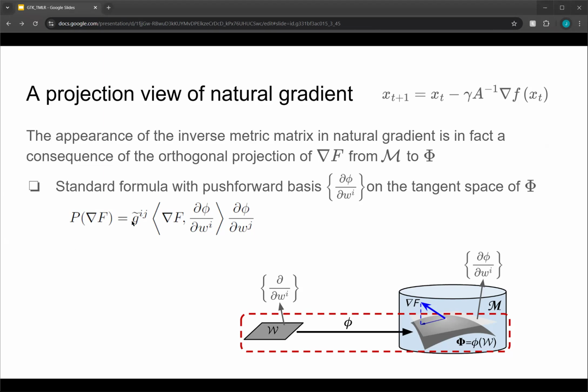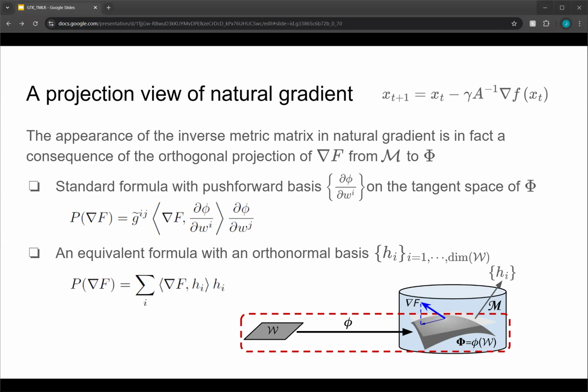Here we use G tilde lower ij, which is not shown here, to denote the corresponding metric matrix, and G tilde upper ij as shown here to denote its inverse, just like A inverse. Our projection view also gives another equivalent formula for natural gradient. If given an orthonormal basis h_i on the tangent space of big Phi, we can have a simpler projection formula where the metric matrix becomes the identity matrix.